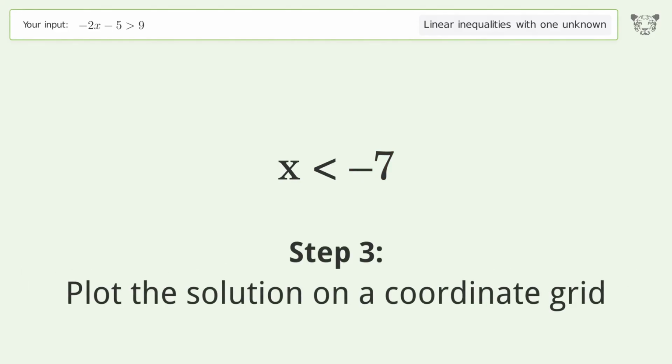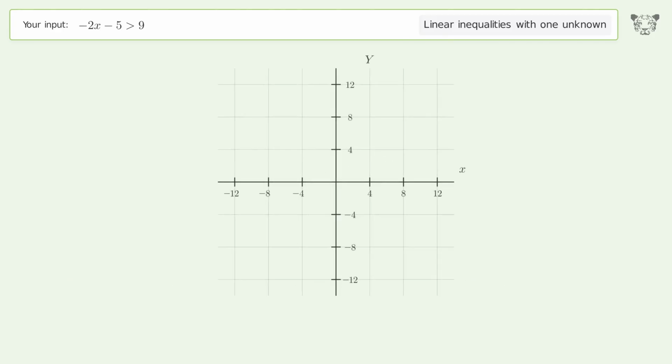Plot the solution on a coordinate grid. And so the final result is x smaller than -7.